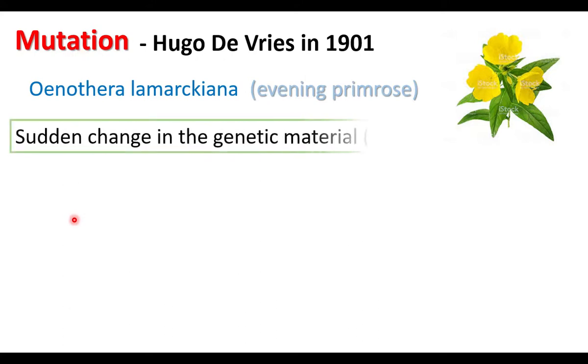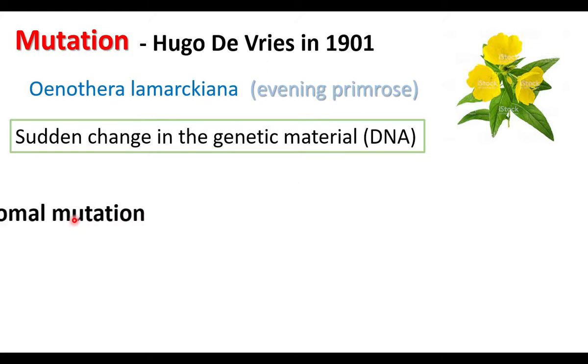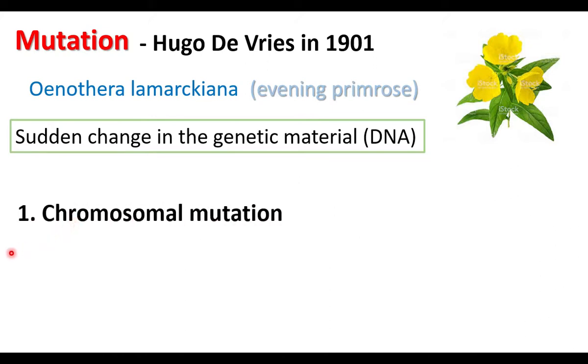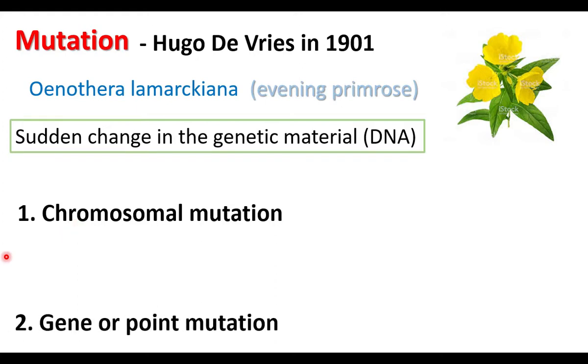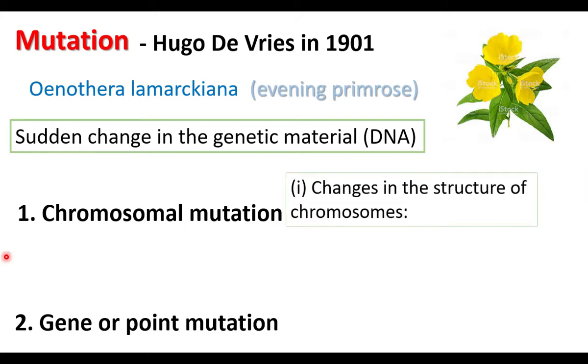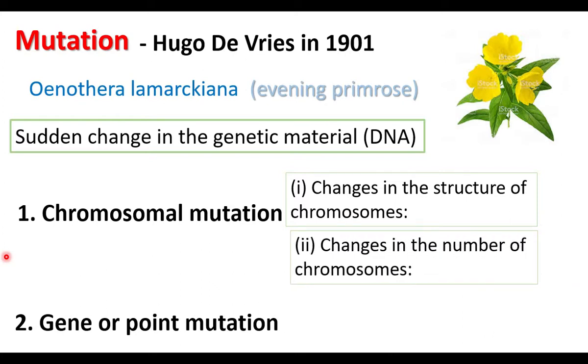Mutation is a sudden change in the genetic material, that is, a sudden change in DNA. These changes are heritable changes. That means these changes are carried from one generation to another generation. There are two types of mutation. One is chromosomal mutation, another one is gene or point mutation. Chromosomal mutations are of two types: change in the structure of chromosomes and change in the number of chromosomes.